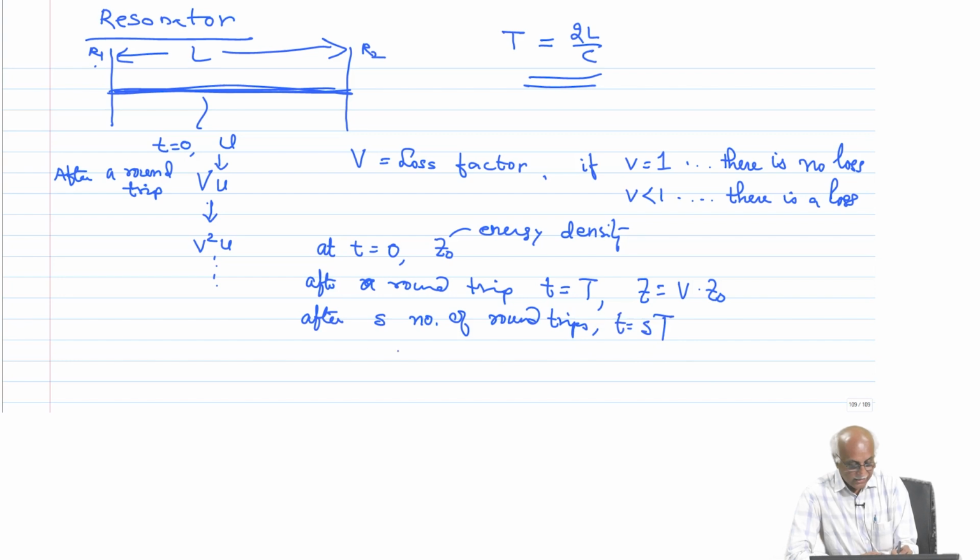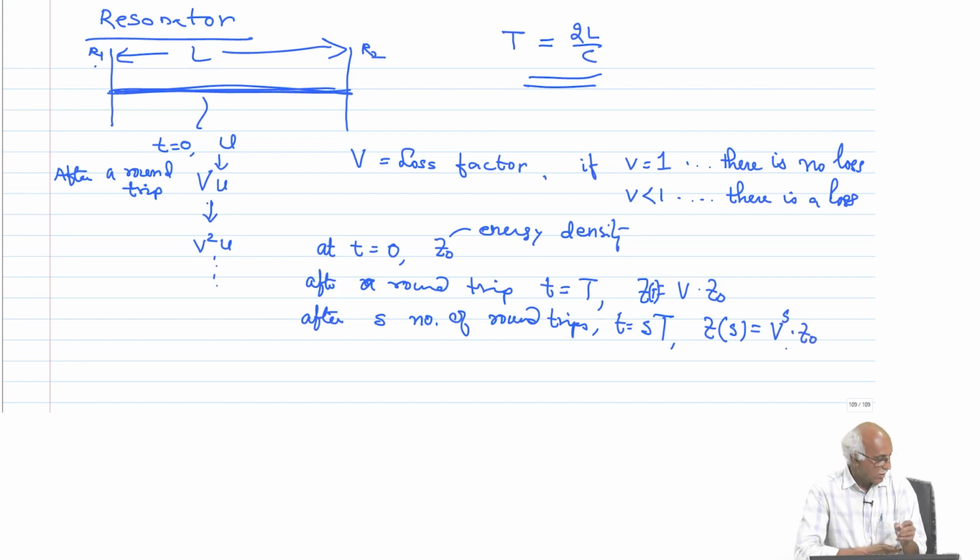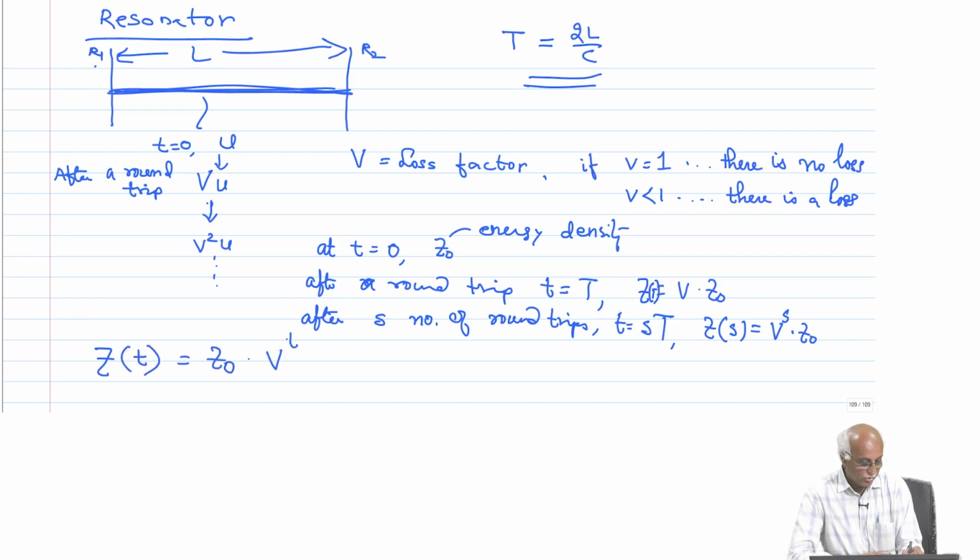Z at S will be equal to V raised to S into Z0, isn't it? And so in general, Z at t can be written as Z0 V raised to t divided by T. The number of round trips will determine the total loss.